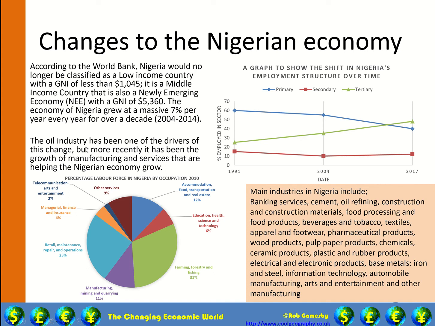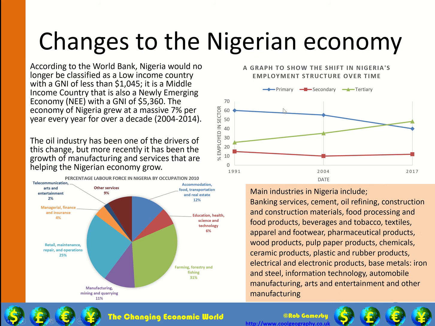Okay, the oil industry has been one of the main drivers of change, but if you look at the graph, there's a huge range now of different jobs that people do. So you've got accommodation, food, transport, education, farming, fishing, and forestry still make up a big chunk. Manufacturing, retail. Repair operations, managerial. There's a lot of different sectors that people are working in, and a lot of different industries like banking, cement, oil refining, construction, and so on. You can see all of those there.